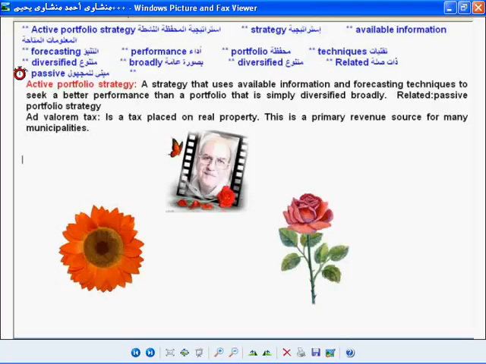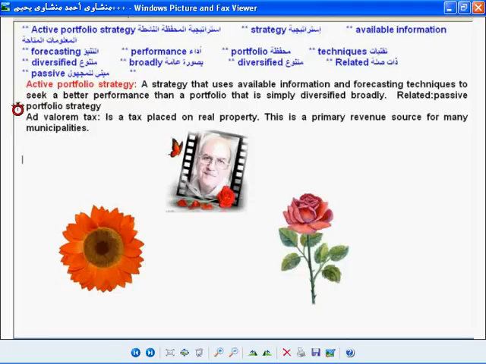Active portfolio strategy, a strategy that uses available information and forecasting techniques to seek a better performance than a portfolio that is simply diversified. Broadly related: passive portfolio strategy.